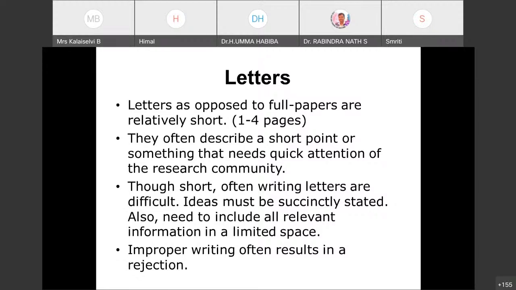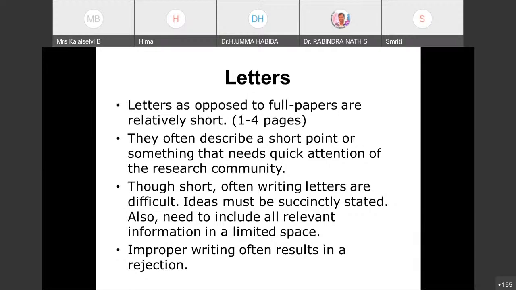They are, as opposed to full papers, relatively short. Sometimes they are 2 pages, sometimes 3, and sometimes 4 and 5, not more than 5. For example, some letters mention that up to 4 pages you can write your research content, and the last page you should dedicate only to the references, not the results, not figures and so on. So anyway, you will understand that a letter paper is a short paper.